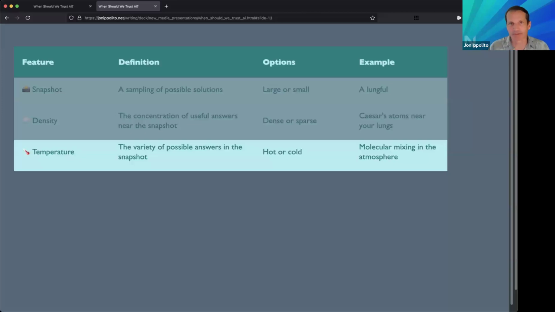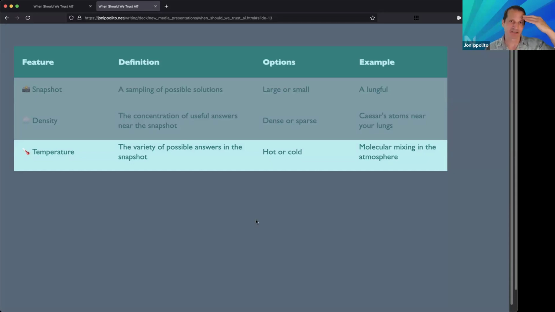It can be hot or cold, obviously. That's literally terms that we use for large language models, as well as the air quality. And the Julius Caesar example is sort of the molecular mixing in the atmosphere. So here we're doing this crazy dance of talking about Julius Caesar and talking about thermodynamics, but there's a reason for this madness, which is that I think this is a really good way to think about large language models.